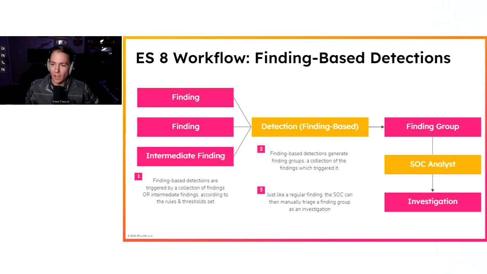So what does that look like graphically, right? We are taking findings and intermediate findings, and then that detection, that FBD, is running and performing that analysis of like an intelligent grouping that you've configured. And then that finding group is what the SOC analyst triages and then perhaps investigates.